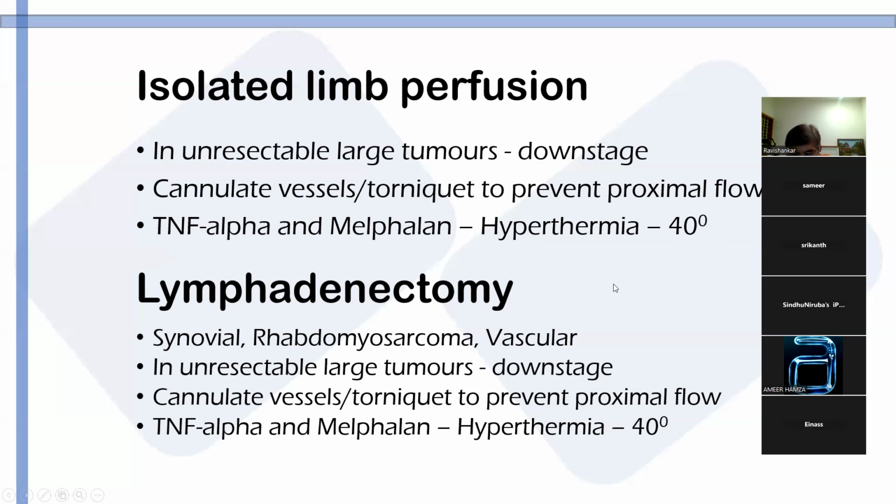Lymphadenectomy is very, very rare. As you said, it is usually seen in synovial sarcoma, abdominal sarcoma, vascular sarcoma, and there are 2 or 3 more. Clear cell was mentioned. Yes, I agree with that. Again, in unresectable large tumors.